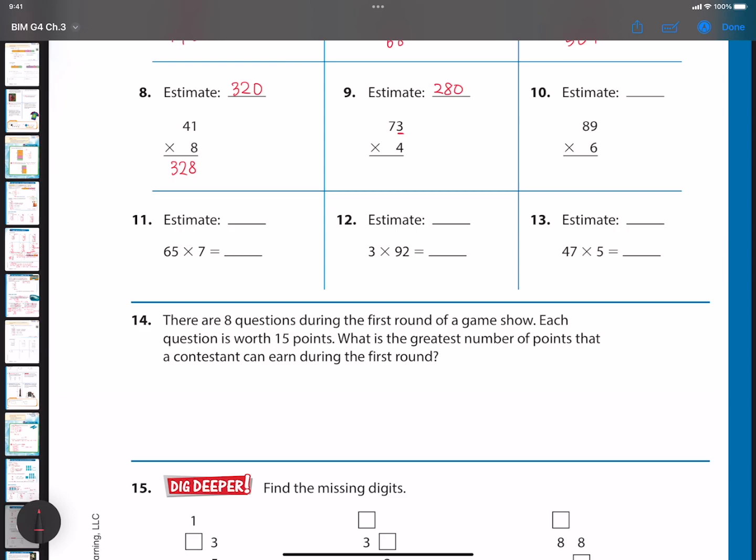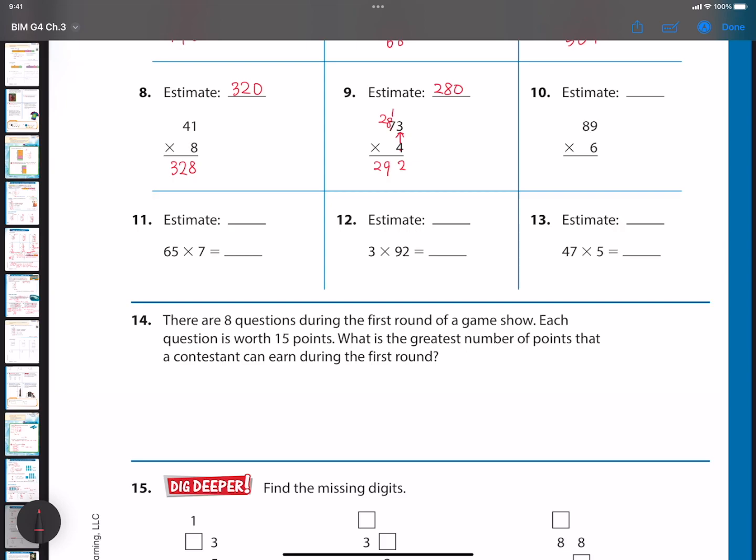Okay, now let's find out the actual product. So 3 times 4 is what? 12. Carry 1 up. And 4 times 7? 28. So 28 plus 1 is what? 29. Okay? So check your estimation and then your product. Yes, is reasonable. All right, let's move on.